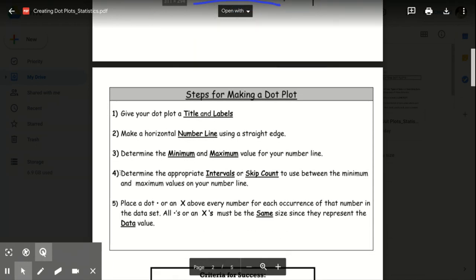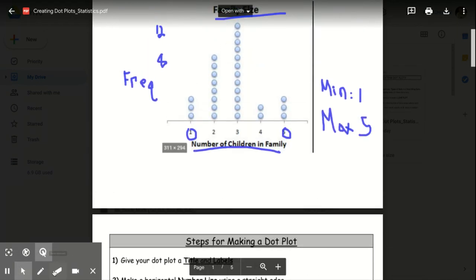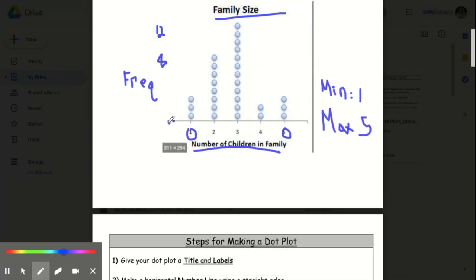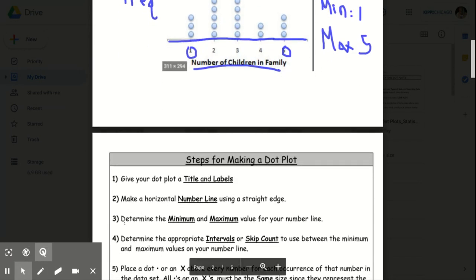So first of all, give me a title and labels on your dot plot. Second, make a horizontal number line using a straight edge. This is my horizontal number line right here, going all the way across. And notice I determined the minimum value would be 1 and the maximum value would be 5, okay? Next, determine the minimum and maximum value for your number line.